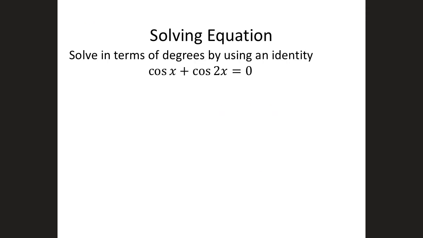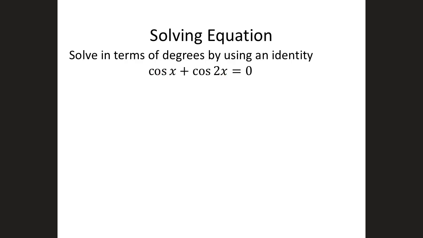Okay, for my last problem, it says solve in terms of degrees by using an identity. We know that cosine of x plus cosine of 2x equals 0. Really important to understand that these are not like terms and I cannot combine them. I cannot make this cosine of 3x. That is not equivalent. So anytime you have a cosine of x and a cosine of 2x like this, we're going to need to use an identity here.